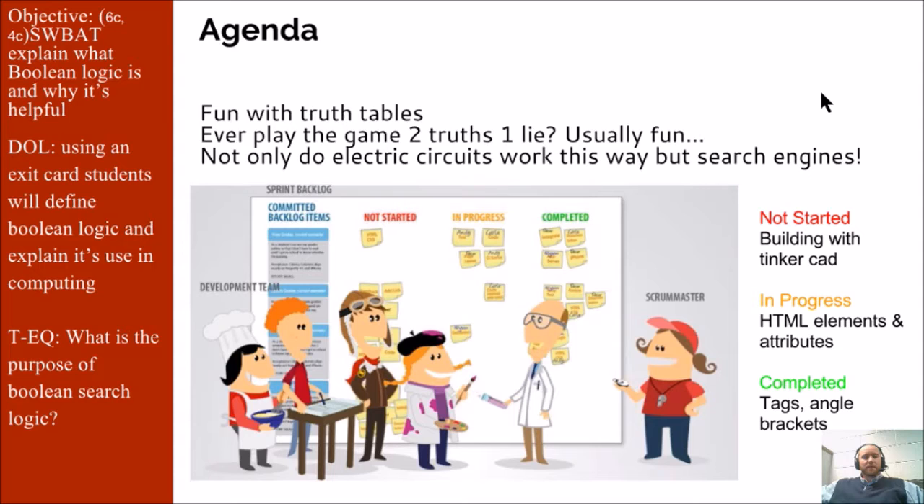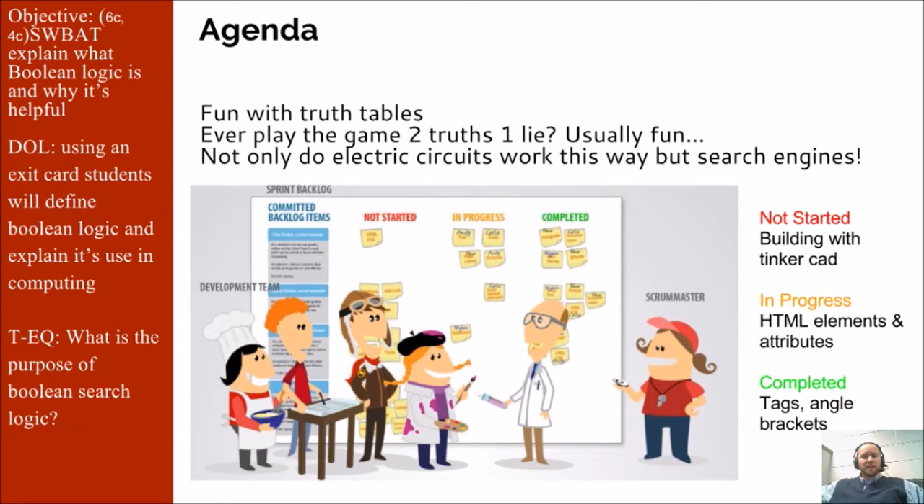The point of Two Truths and One Lie is the idea that with truth tables, if it's a 0, think of that as the lie, and if it's a 1, then it's a truth. So if you're not very familiar with that game or the idea of truth tables at all, don't worry, we'll cover it in today's lesson. Not only do electric circuits work in this way, using truth tables, but search engines do as well.